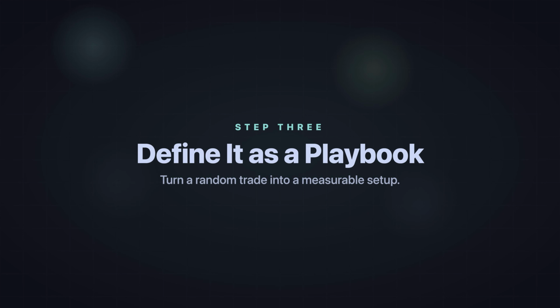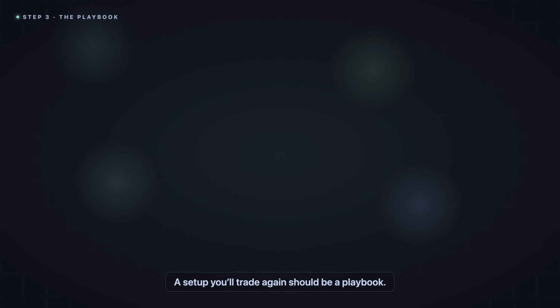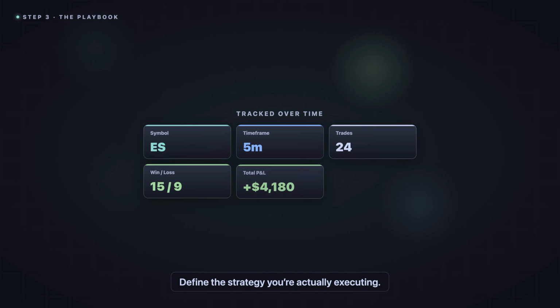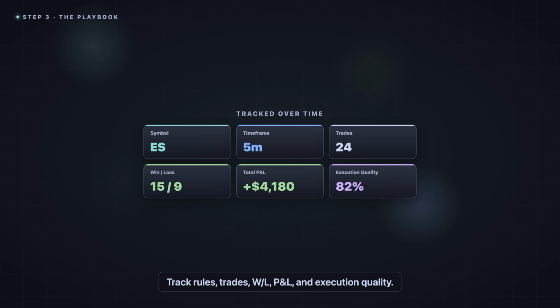Now let's take this one step further. If this is a setup I plan to trade more than once, it should become a playbook. In Profitable, playbooks let you define the strategy you're actually trying to execute. You can track the symbol, time frame, rules, trade count, wins, losses, total P&L, and execution quality over time. This is what turns a random trade into a measurable setup.